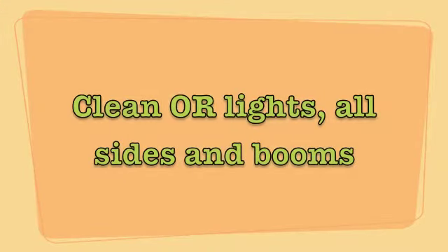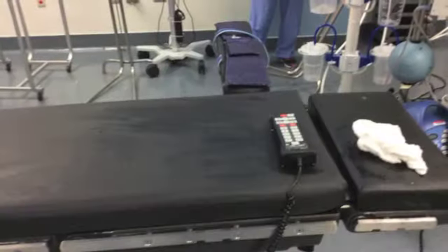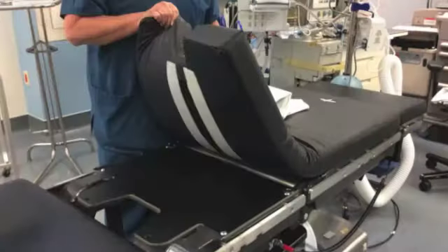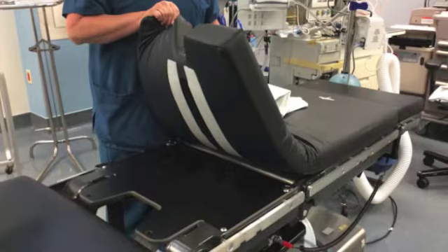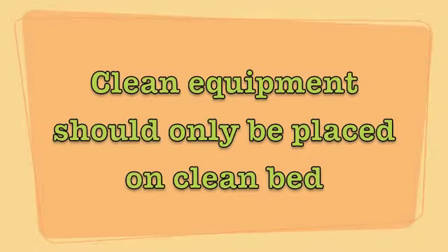Clean OR lights, all sides, and booms. Clean the OR bed, including the tops, sides, and underside of the mattress pad. Wipe all hard X-ray boards under the mattress pad. Clean the pedestal and base of the OR table. You may need to raise the OR table to fully clean the pedestal.